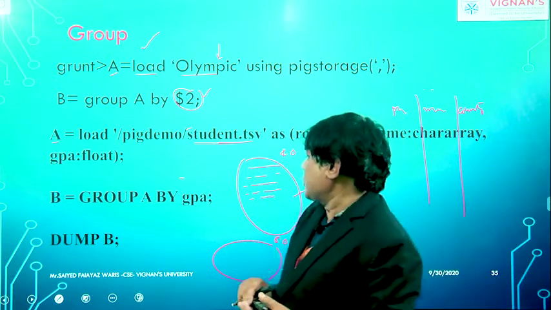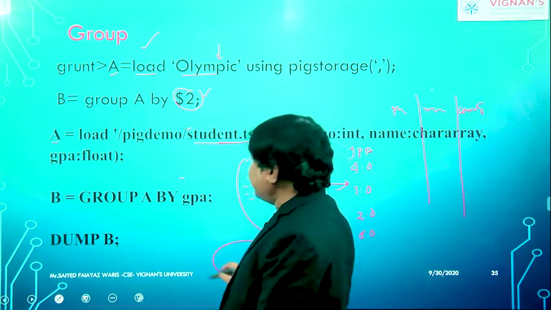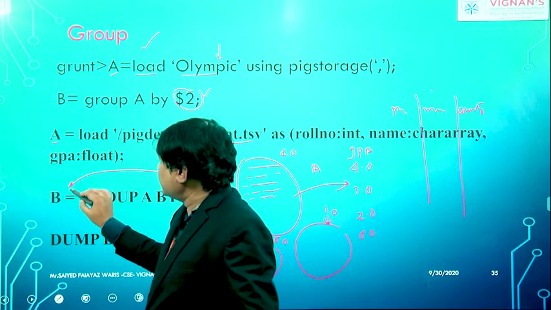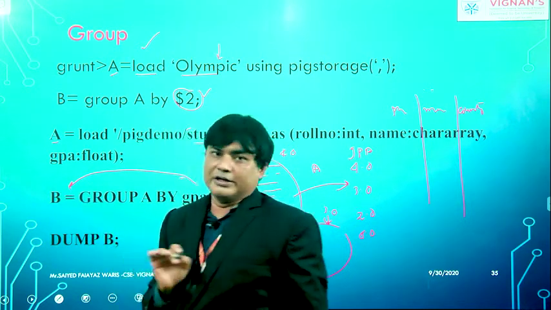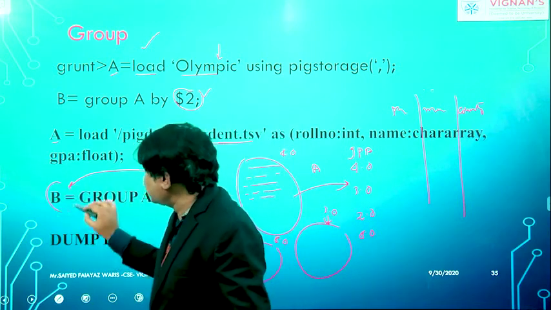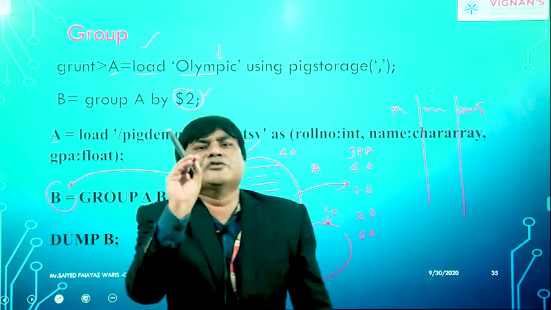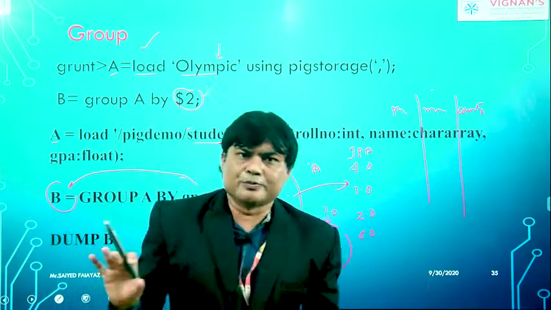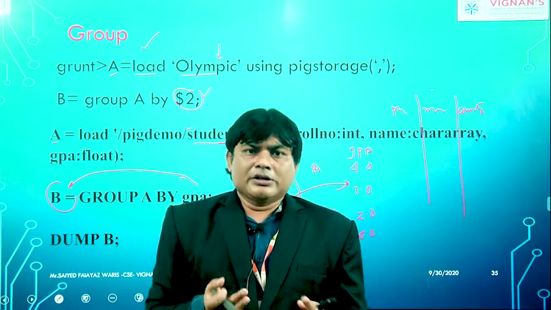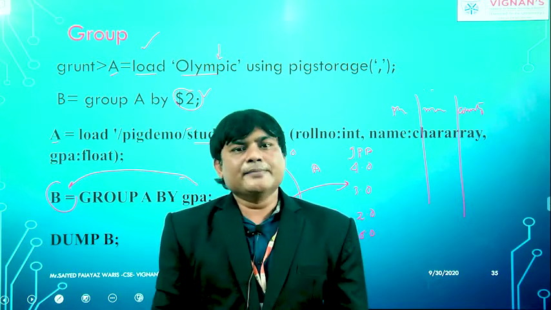Once you make this grouping, we can display the results. Where are you going to do the transformation? The transformation or result should be in B only. Up to this point we are writing just simple lines of script. We are not doing any processing: I just loaded and transformed. Now I want to display my results on the screen.